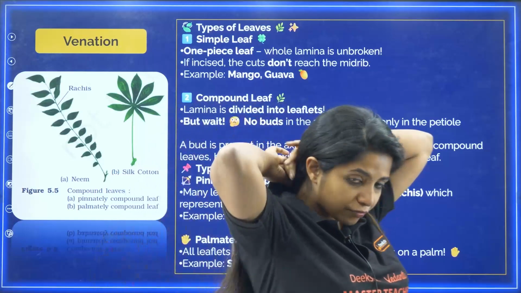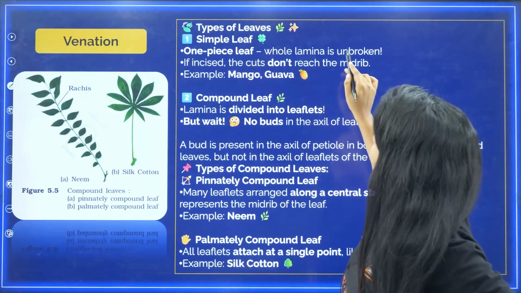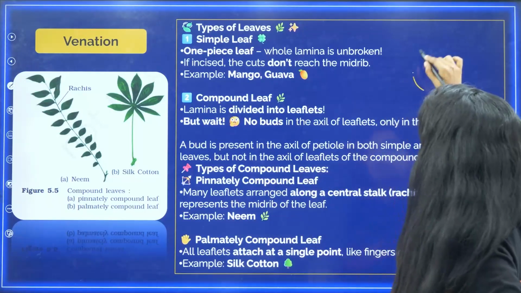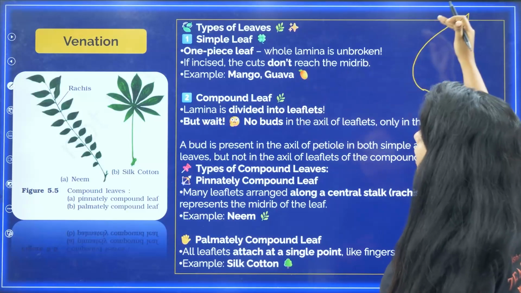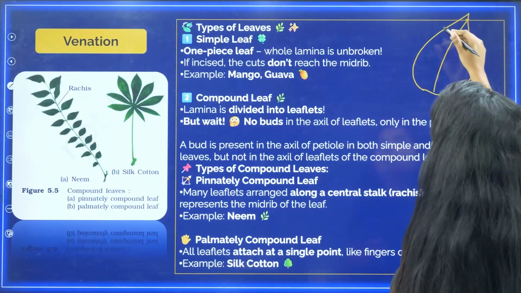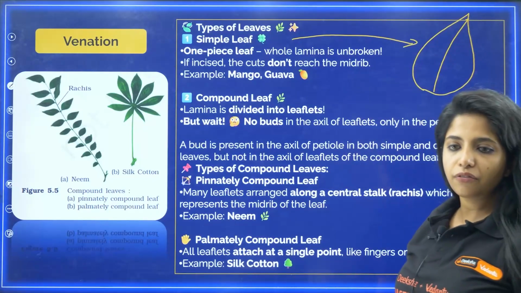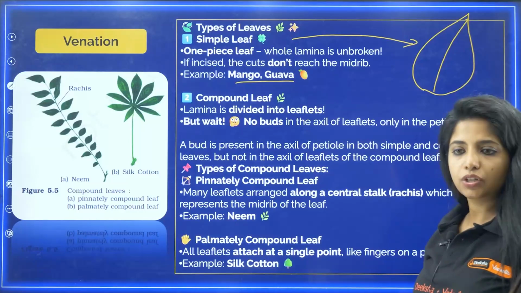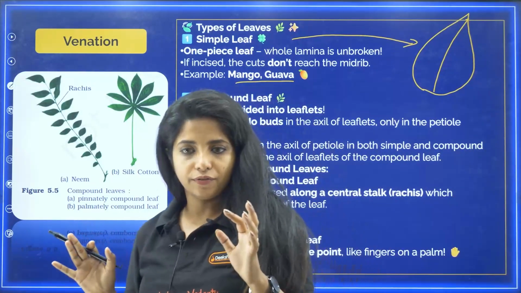There are different types of leaf that you should know. There is the simple leaf, where there is one piece of leaf and the whole lamina is unbroken. If it is incised also, the cuts do not reach the midrib. I will call this a simple leaf. Where can I find it? In mango, guava and all, I can find this type of leaf. It is not cut in any sense, just one full, complete, proper leaf.